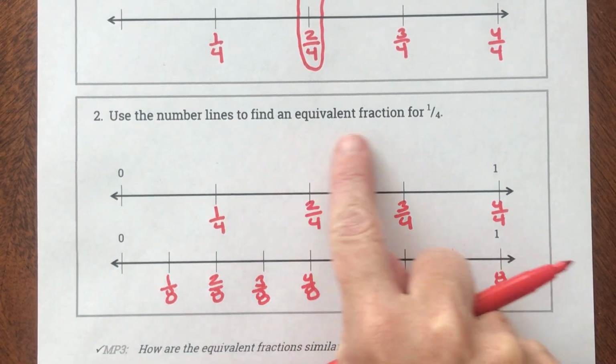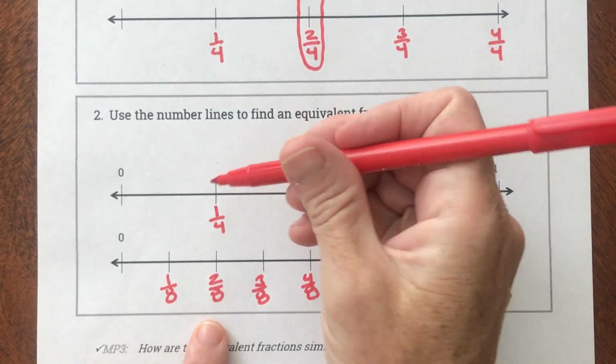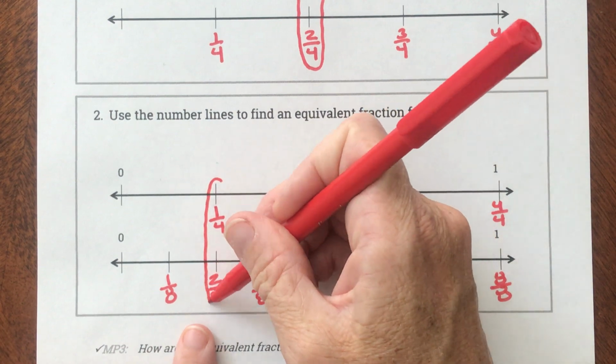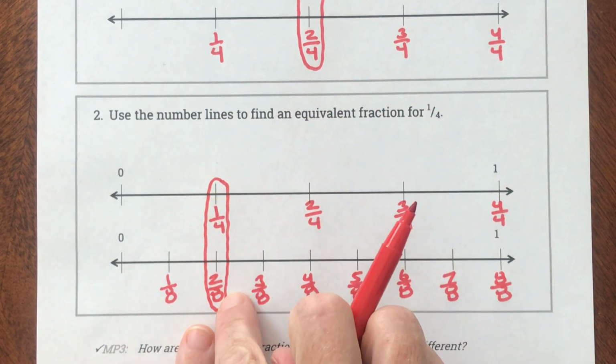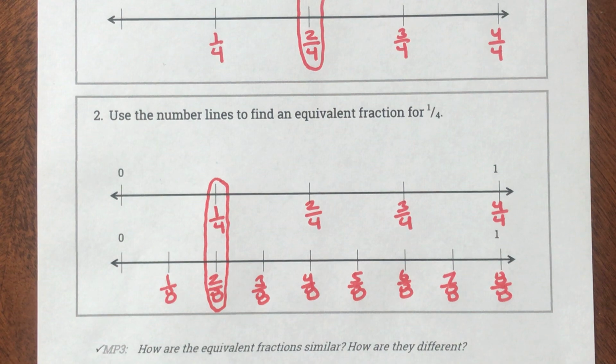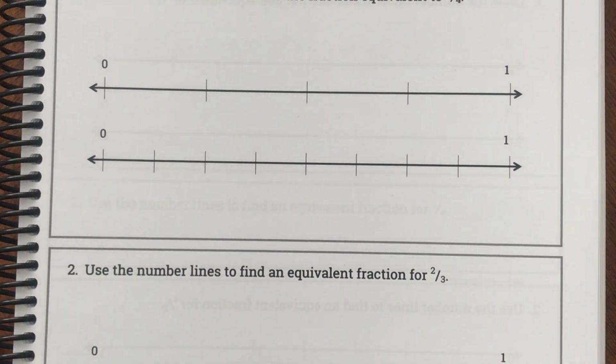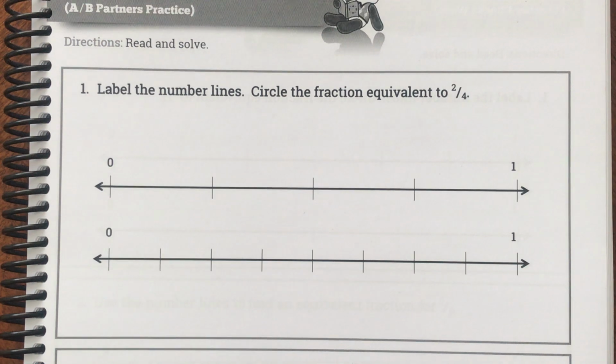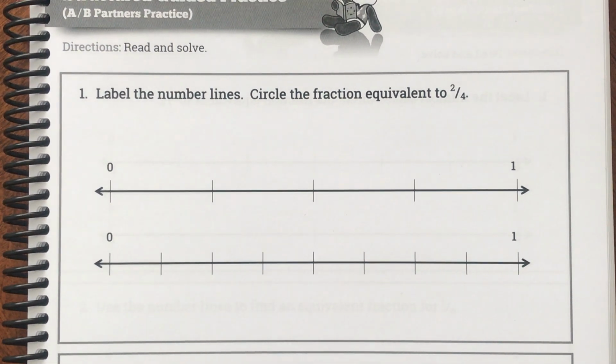Okay, so they wanted us to find an equivalent fraction for 1/4. Well, 1/4 and 2/8 are in the same location. So those are equivalent fractions. Okay, let's try some together. We're on page 144. And here is our first one. Label the number lines. Circle the fraction equivalent to 2/4.